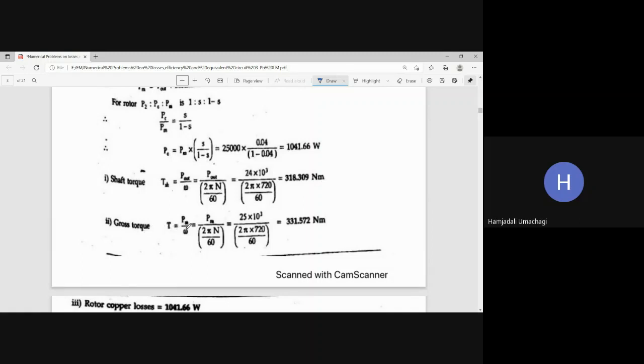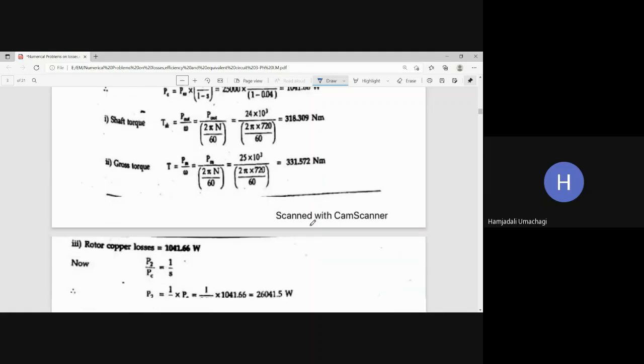Okay, the second parameter we should calculate here is the gross torque, that is T is equal to P_m by omega, where P_m is the gross mechanical power, divided by omega, which is 2 pi N by 60. So gross mechanical power here is 25 kilowatt, that is 25 times 10 raised to 3, and speed N value is 720. After substituting and solving, we will be getting gross torque value as 331.572 Newton meter.